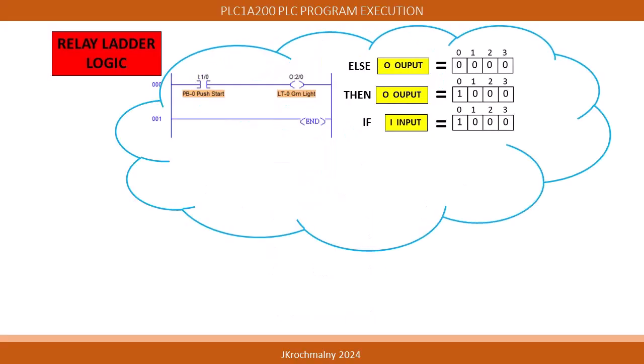Looking at the relay ladder logic program set of instructions on the left, we see that the PB0 push button will control the LT0 green light. The PB0 is wired into the PLC input module's terminal 0. The LT-0 green light is wired into the PLC output module, terminal 0. On the right, we reference the intended sequence of operation. If PB-0 is pushed, then turn on the LT0 green light, else turn off the LT0 green light.